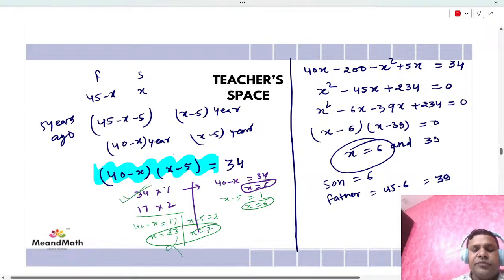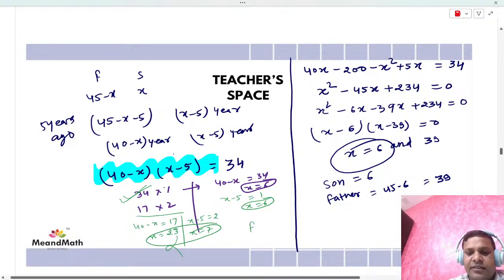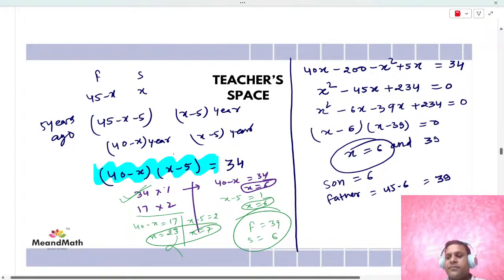You have to go for the first breakup. So x is equal to 6. If x is equal to 6, then father is 39, son is 6. So you can do it with both of the methods.